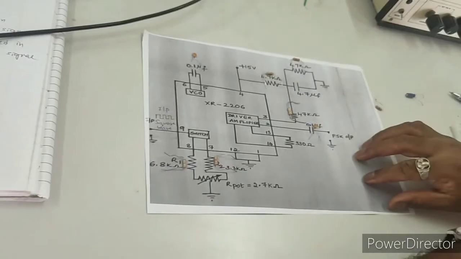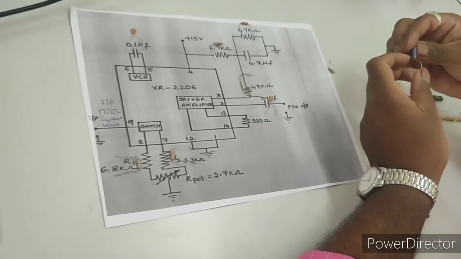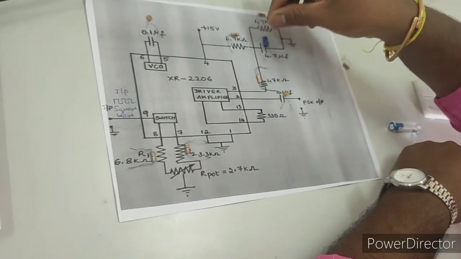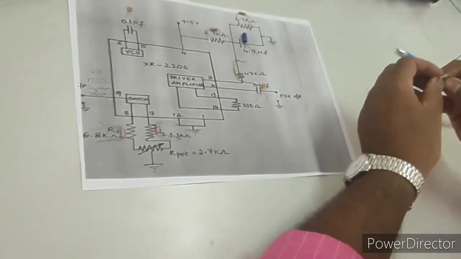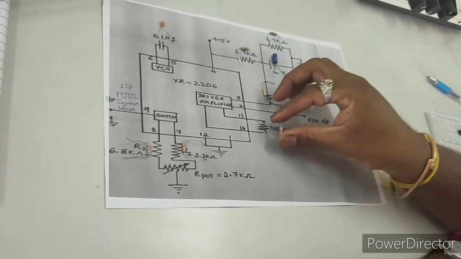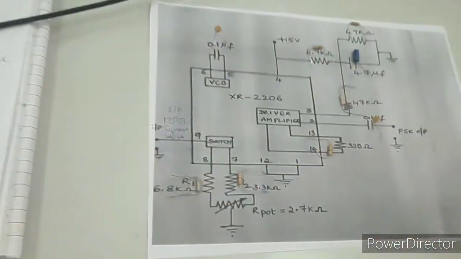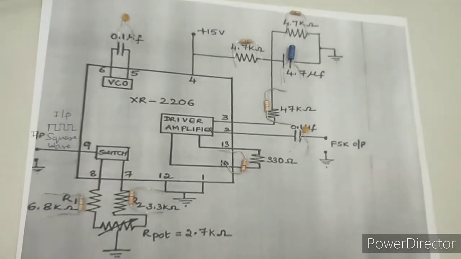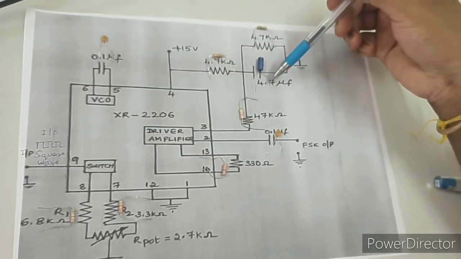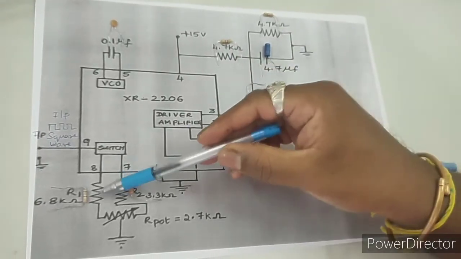Directly I am placing the components on the circuit, and it is an electrolytic capacitor. Here you should be careful about the polarities. The negative is grounded here, 4.7 microfarad, and the resistor is 330 ohms, in between pins 13 and 14. These are the components we require: 0.1 microfarad, 0.1 microfarad, 4.7K, 4.7K, 4.7 microfarad, 47 kilo ohms, 330 ohms, 3.3K, 6.8K.